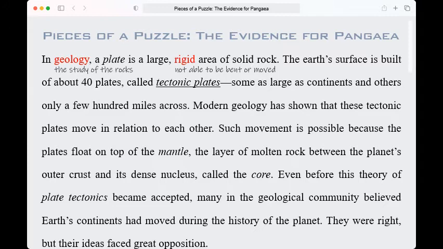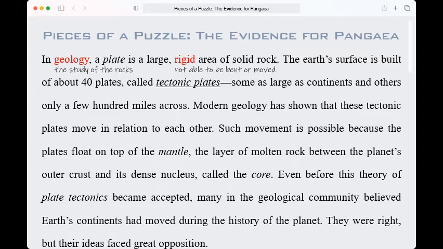And some of these sizes, as you've seen earlier, are huge pieces of land, some bigger than continents, and others that are not represented in the picture. They're only a few hundred miles, a few hundred kilometers across. Modern geology has shown that these tectonic plates move in relation to each other.